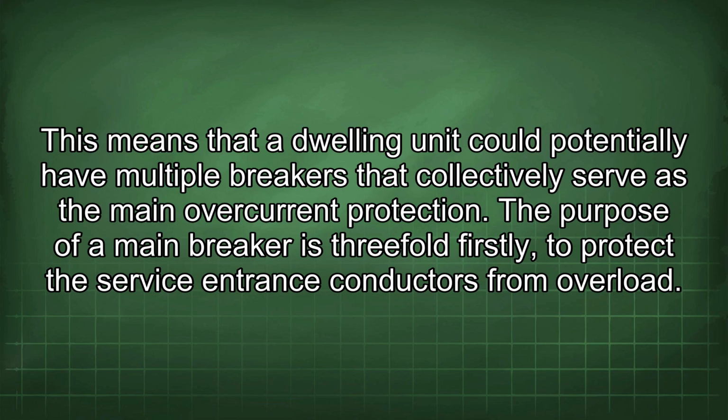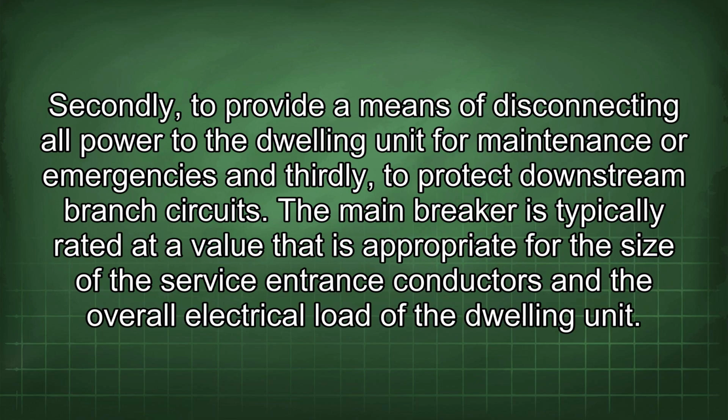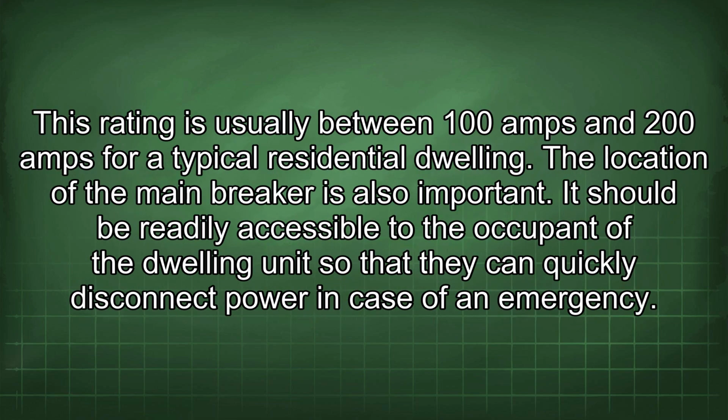The purpose of a main breaker is threefold. Firstly, to protect the service entrance conductors from overload. Secondly, to provide a means of disconnecting all power to the dwelling unit for maintenance or emergencies. And thirdly, to protect downstream branch circuits. The main breaker is typically rated at a value that is appropriate for the size of the service entrance conductors and the overall electrical load of the dwelling unit. This rating is usually between 100 amps and 200 amps for a typical residential dwelling.